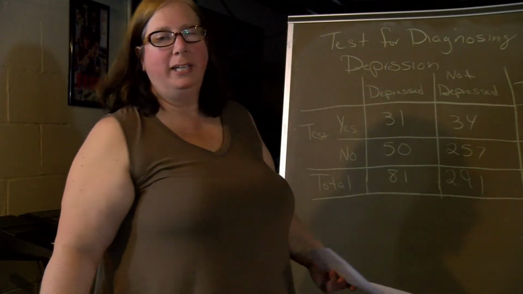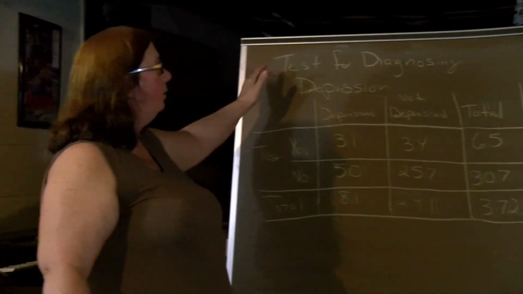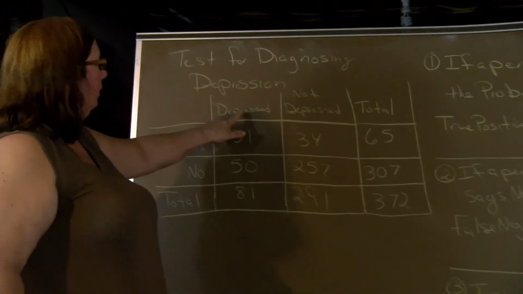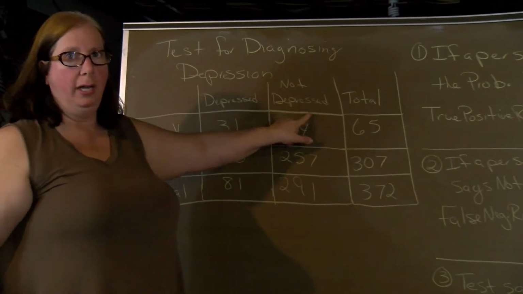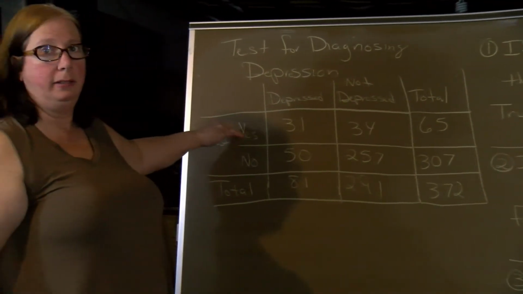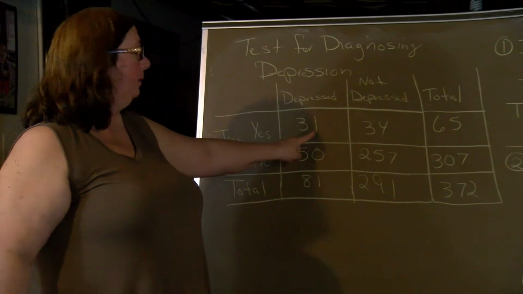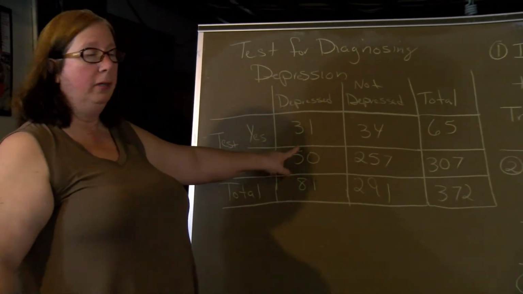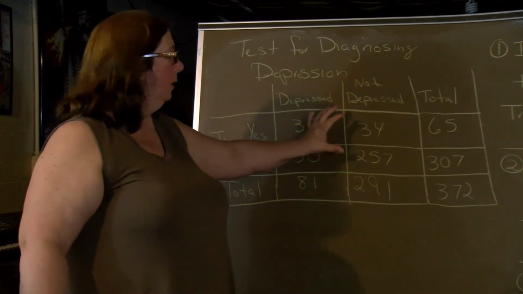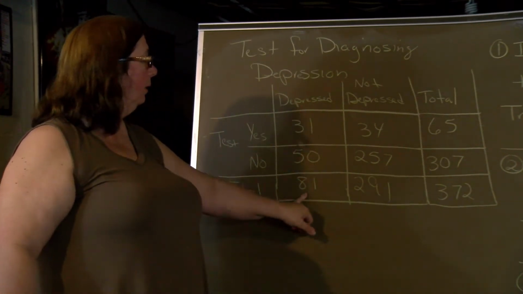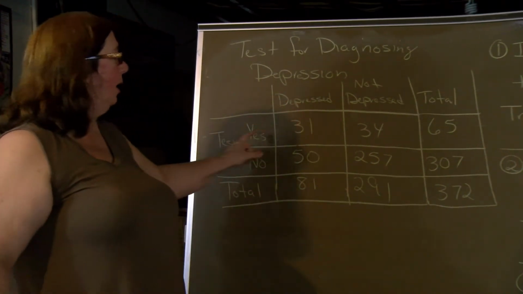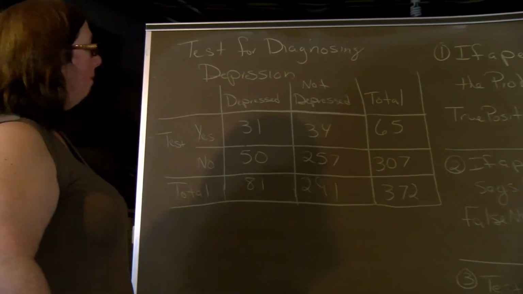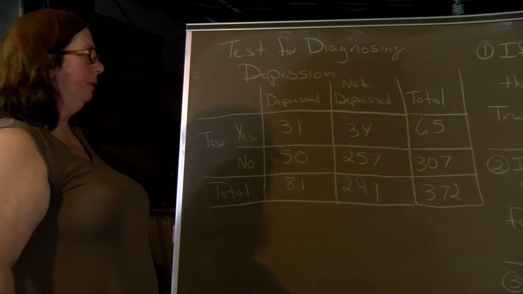So for a test, we'll try this test for diagnosing depression. It's showing whether the person is depressed or not, and then this way is the test. So our true positive is 31, because they're depressed and the test said they were. So going down is the total that are depressed. Going across would be the total it said were depressed. Let's try a couple probabilities.